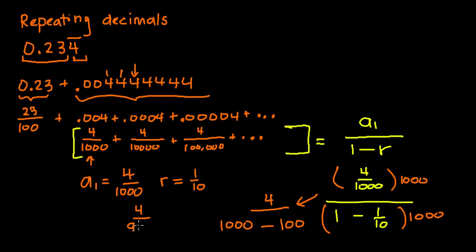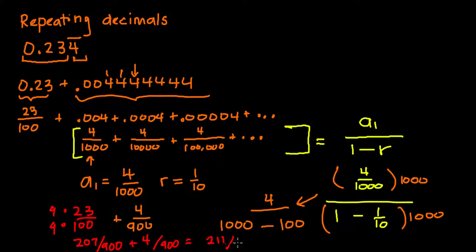So we now have 4 over 900 plus, now you can't forget the original part, the 23 hundredths. So we have to add that guy back into the problem, 23 over 100, common denominator. So multiply that by 9 and 9, and that'll give me 207 over 900 plus the 4 over 900, which would now result in 211 divided by 900.